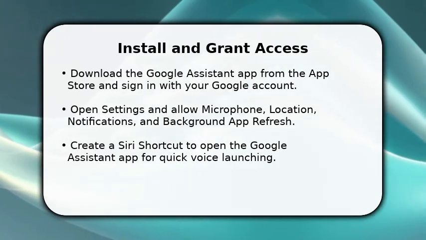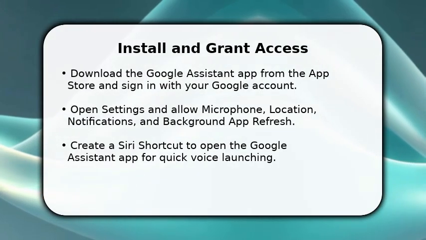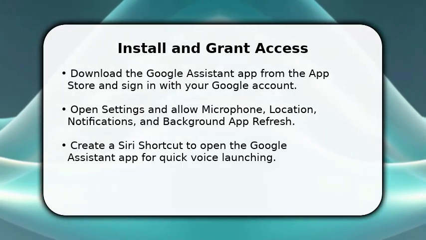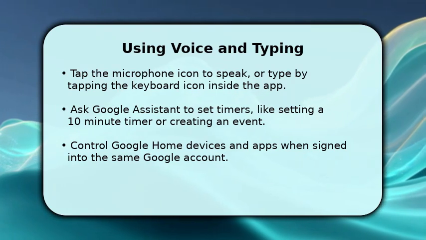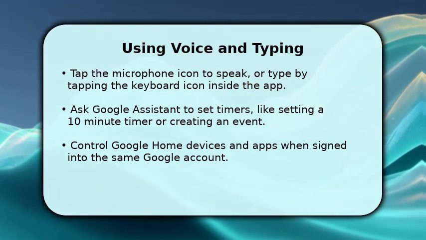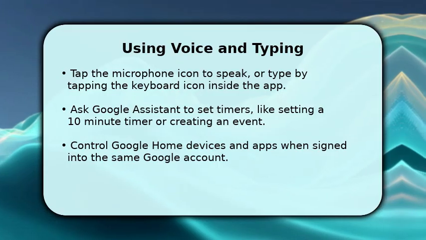Optionally create a Siri shortcut that opens Google Assistant for quick voice launching with a custom phrase. Open the Google Assistant app and tap the microphone icon to speak your query aloud. If you prefer typing, tap the keyboard icon and type your request instead.